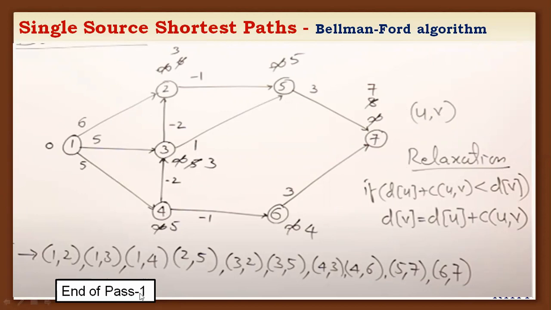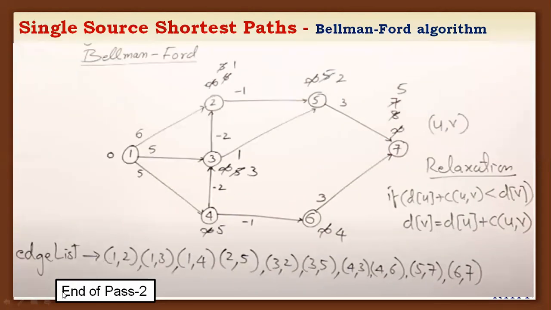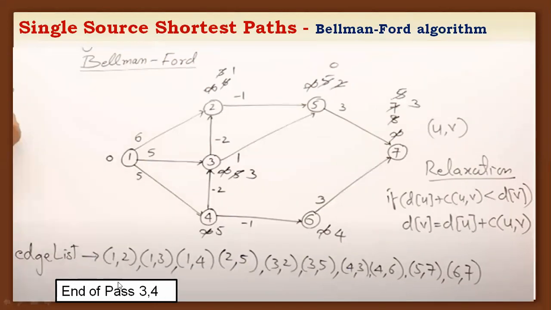Once you reach the end of pass one, apply the same concept again with the following edges. Then you begin pass two, apply the same concept, and get the pass two values. At the end of pass two, you begin pass three, apply the same concept to the graph, and get the end of pass three. There are no changes applicable at the end of pass 4 also.